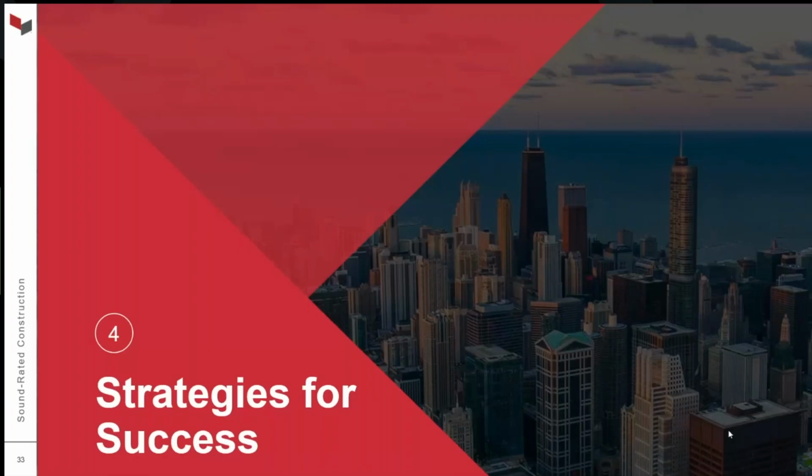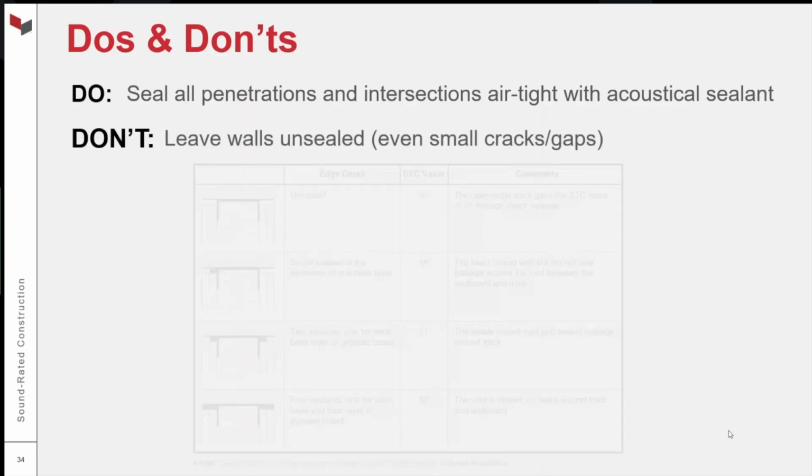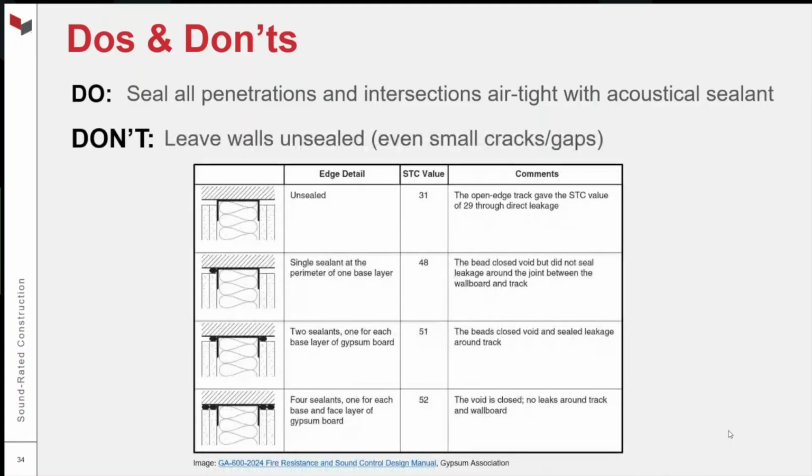So some strategies for success. Let's start with some do's and don'ts. And I'll move through these pretty quickly, but do seal all penetrations and intersections airtight with acoustical sealant. If air can get through a construction, so can sound. So we want to seal up any intersection conditions, penetrations. You don't want to leave walls unsealed. Even small cracks and gaps in walls can reduce the STC value, or the sound transmission performance, of a wall.